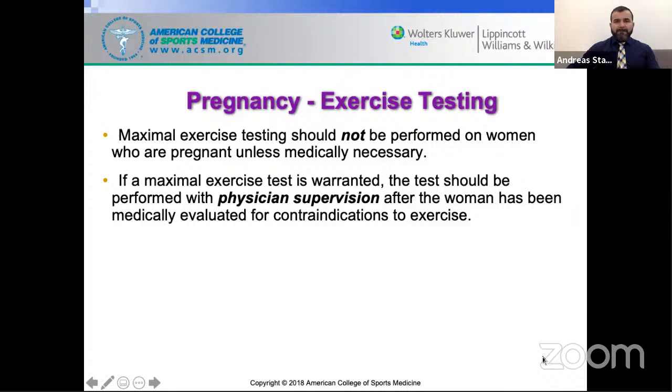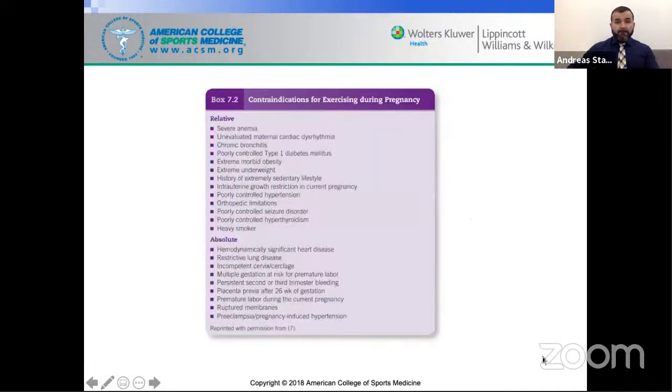Now, maximal exercise testing, not really preferable. If we have to do some kind of exercise testing, we need a physician, okay? These are the relative and absolute contraindications. I hope you remember that absolute contraindications are always worse, right? What do we see here? I don't want to go into details. You don't really need to know why this is called hemodynamically significant heart disease. It's fine. Restrictive, I know you know what's restrictive. Lung disease, right? We cover that.